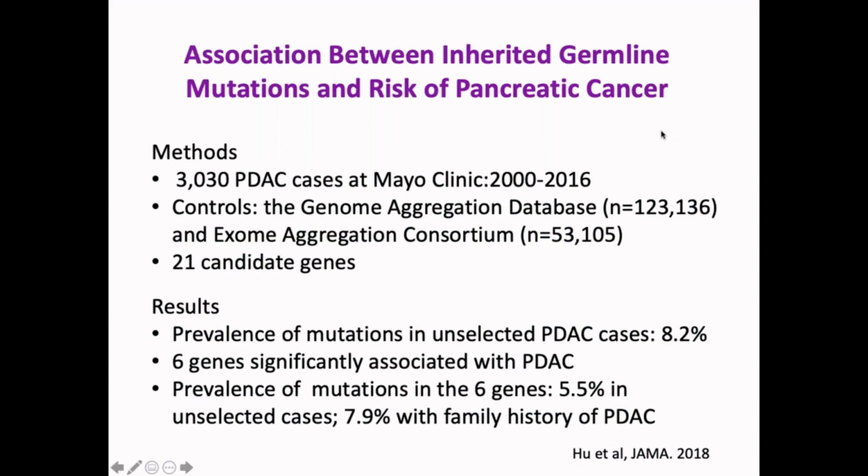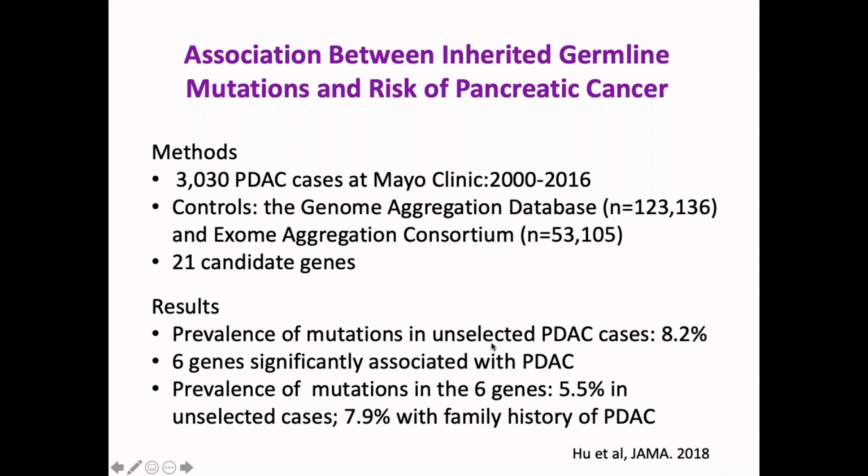I want to highlight another study, a very elegant study with a large number of pancreatic cancer cases, a case control study, which actually was not on a selected population of individuals with pancreatic cancer. So these were all comers newly diagnosed with pancreatic cancer presenting to the Mayo Clinic over this time period, and their controls were coming from two large databases where germline genetic testing was available and served as the control group, and 21 candidate genes were tested for.